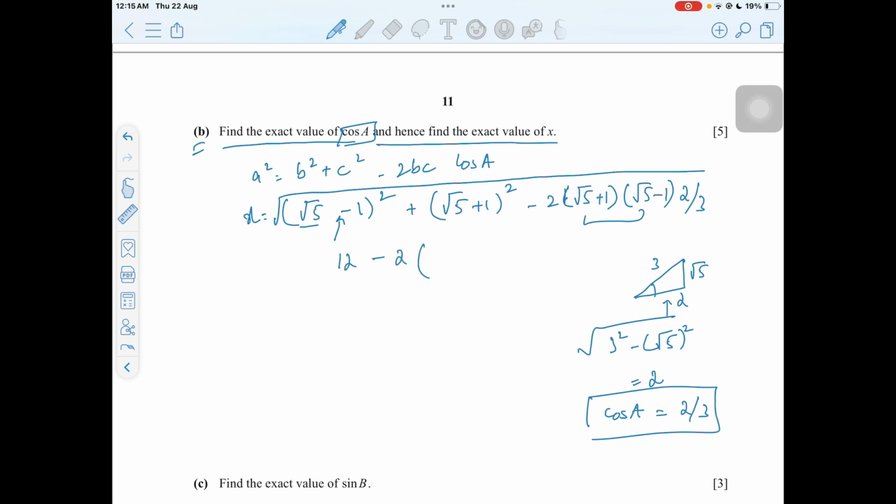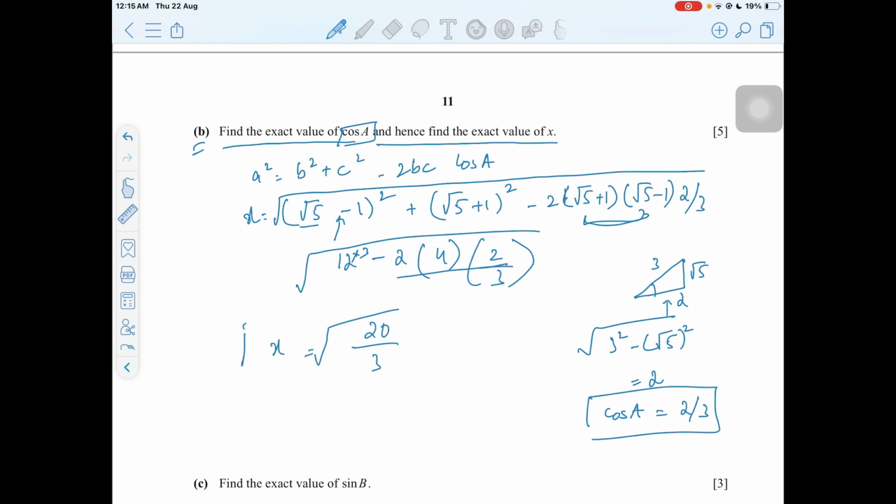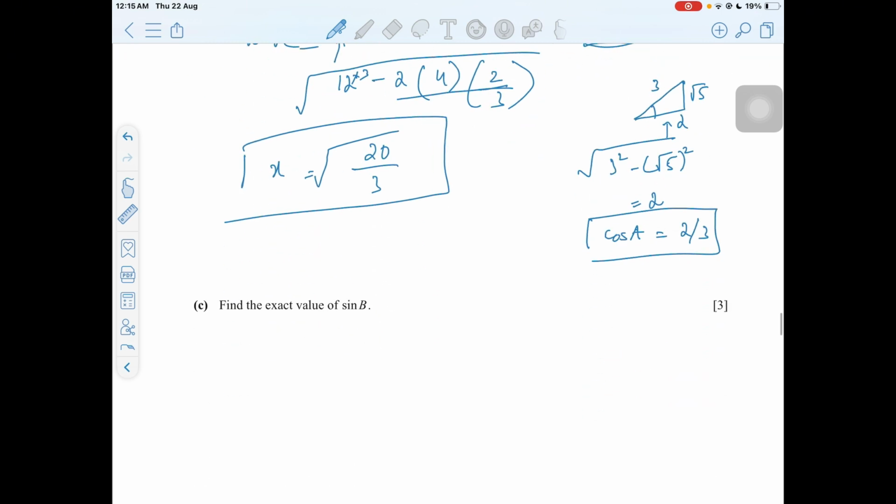Negative 2 of formula 4 of this and then 2 over 3 and then square root. So we get our answer as, this would be multiplied by 3, this would be 36 and this is subtracted with 16. Yes, so we get it as 20 upon 3, right? So we have our x as root 20 upon 3.